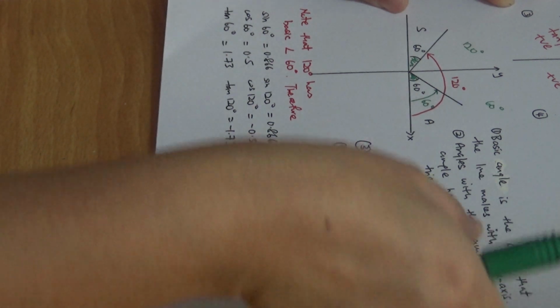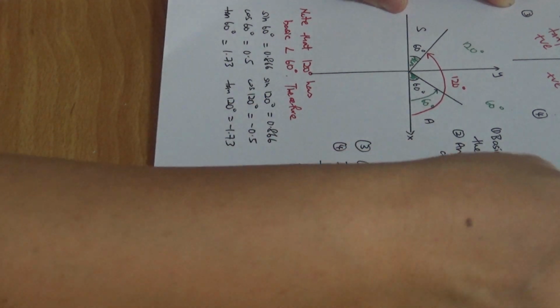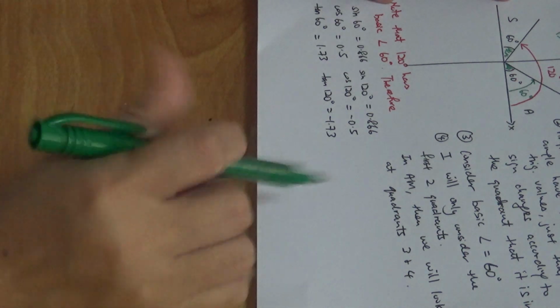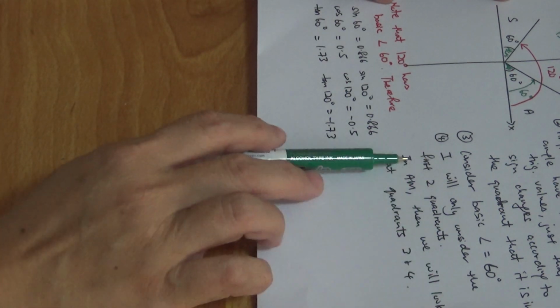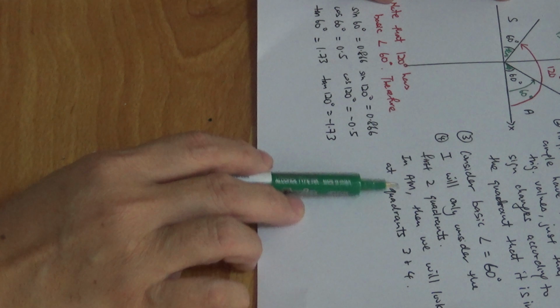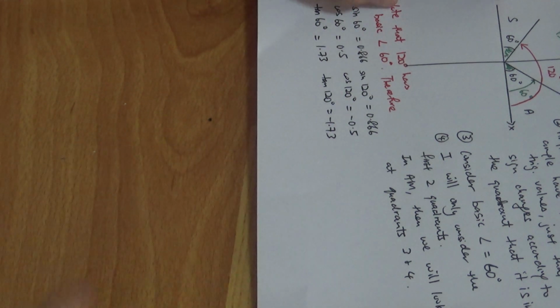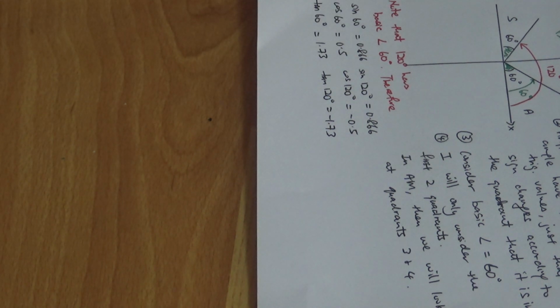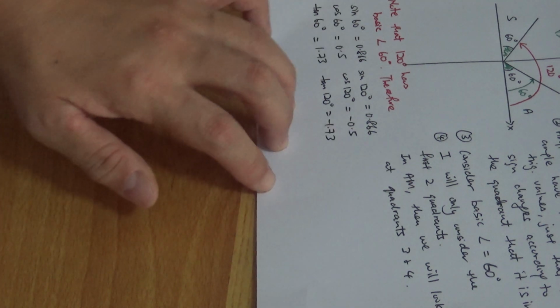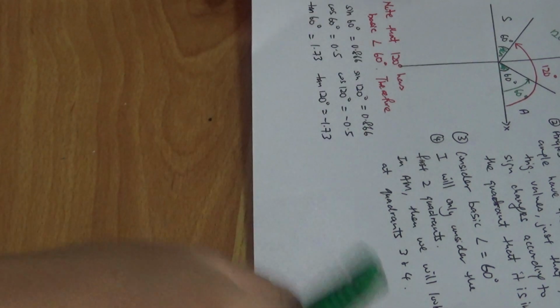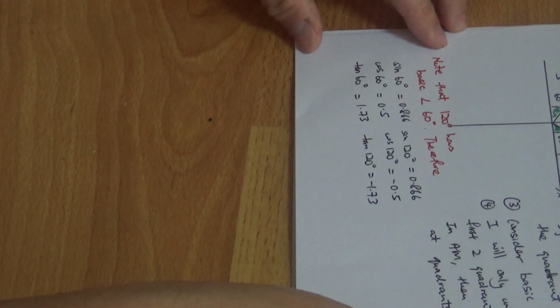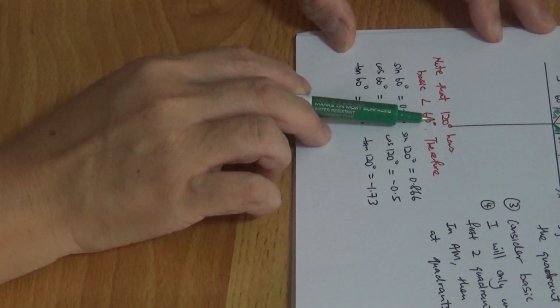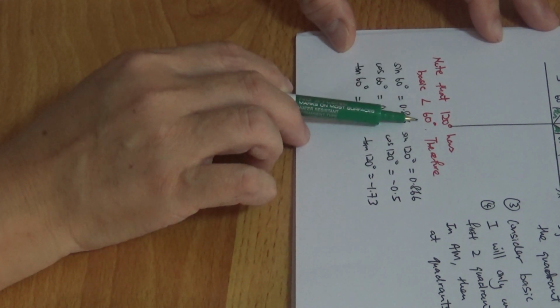Now, this is exactly what I've written down here. I will consider only the first 2 quadrants. In A-Maths, we will look at the third and the fourth quadrant. So for right now, we will just consider the first 2 quadrants. Now, let's take a look at this part here. Note that 120 degrees has basic angle 60 degrees.